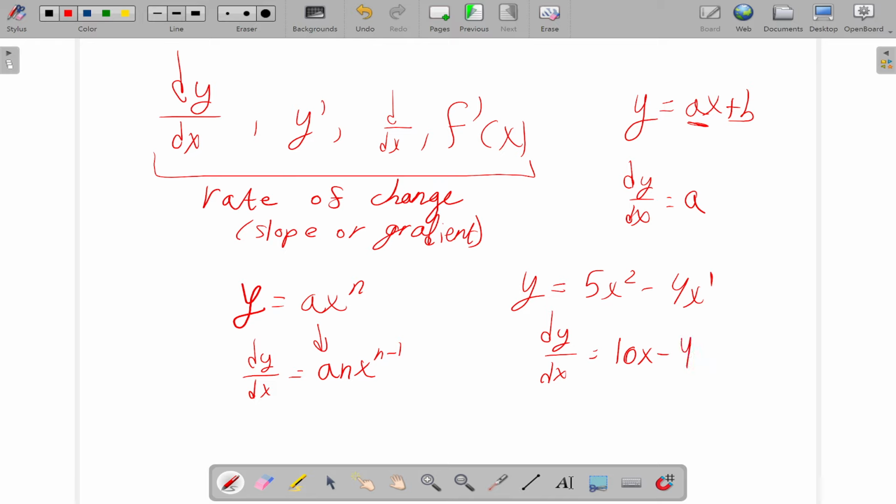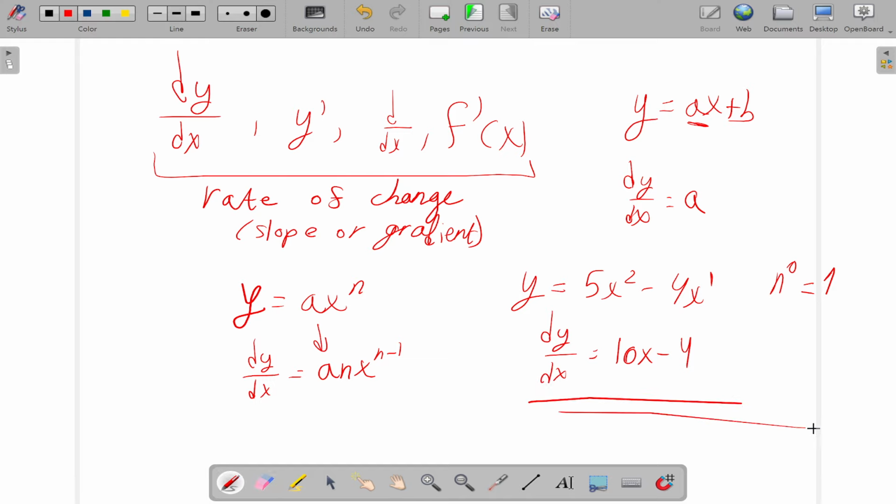Now, x to the power of 1 minus 1 is going to be x to the power of 0. And you know, anything to the power of 0 is just going to equal 1. So this is actually going to be 4 times 1. Because 4 times 1 is just 4, you don't write this down. That's it. And this is a derivative.